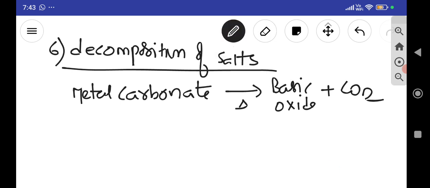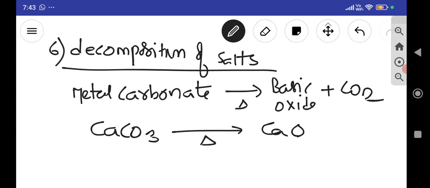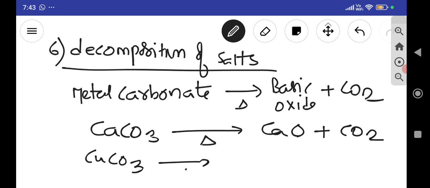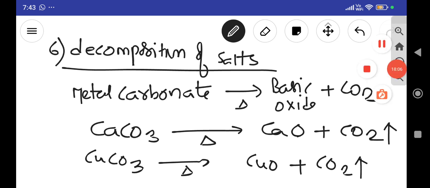If you are taking the example of calcium carbonate, on heating the basic oxide is CaO and carbon dioxide is liberated. Another one is CuCO3, copper carbonate, on heating you get copper oxide and carbon dioxide gas is liberated. So this is about the definitions and preparation of acids and bases. Hope you have all understood this.